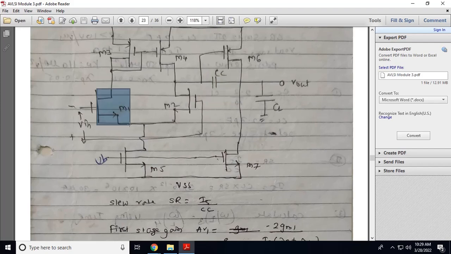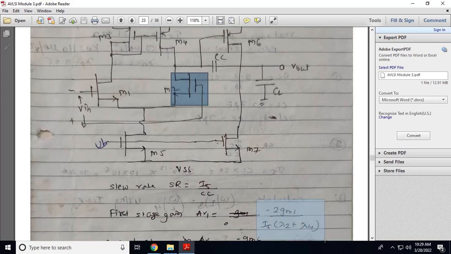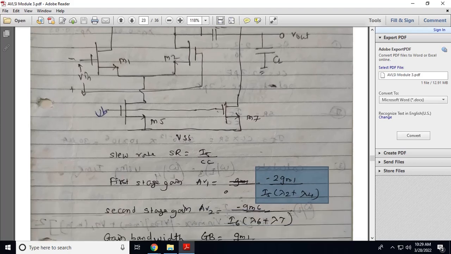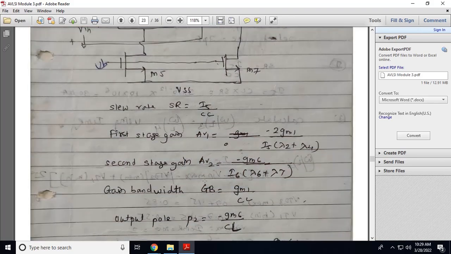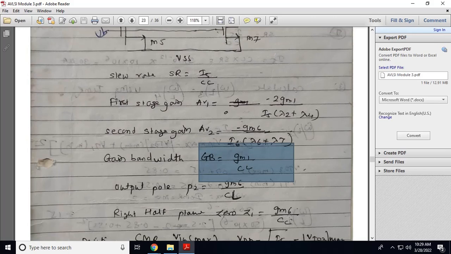Now see, ID1 and ID2 depend upon this I5. So I5 is equal to ID1 plus ID2. The voltage gain of the first stage is equal to minus 2 GM1 divided by I5 times (lambda 2 plus lambda 4), where lambda is the channel length modulation coefficient. The second stage gain is equal to minus GM6 divided by I6 times (lambda 6 plus lambda 7). Gain bandwidth is GM1 divided by Cc.